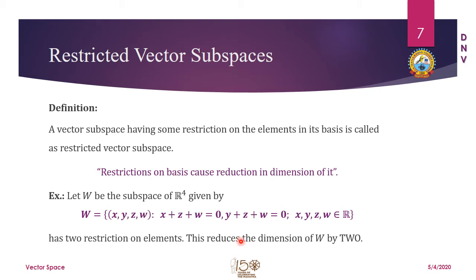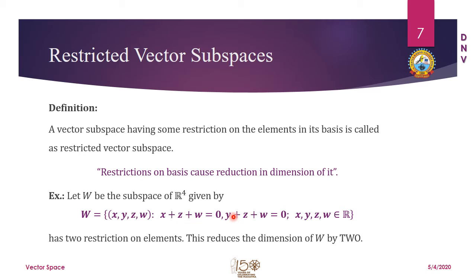So here I have written that this reduces the dimension of W by 2. Why? We have 4 components in this element of W, and there are 2 restrictions. So 4 minus 2 is 2. The dimension of this W would have been 4 if there were no restrictions, but there are 2 restrictions, so the degrees of freedom of all the 4 are reduced by 2, and hence it results in a reduction of dimension. So how it is reduced, let us see.